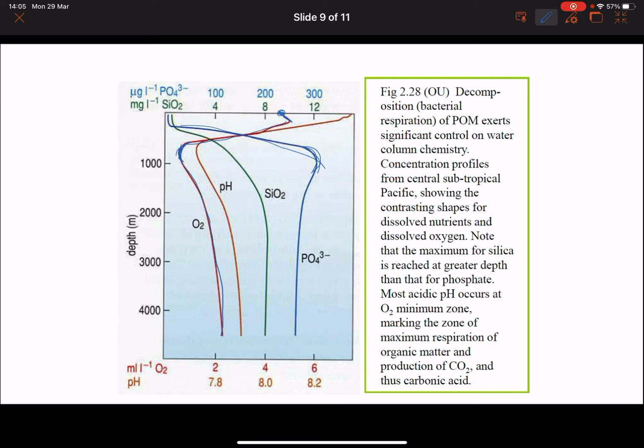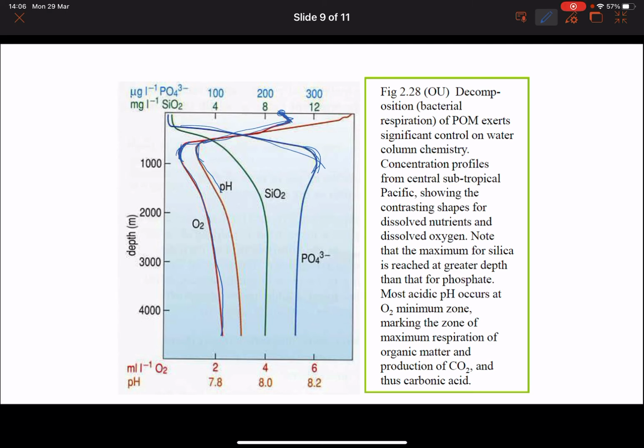The other thing, of course, that goes along with that is when you dissolve organic matter or when you respire organic matter, remember that in addition to releasing oxygen during photosynthesis, you use up CO2. And so when you respire the organic matter, you're also releasing CO2, which is driving the pH down. And so you can see that as well, what the signal is.